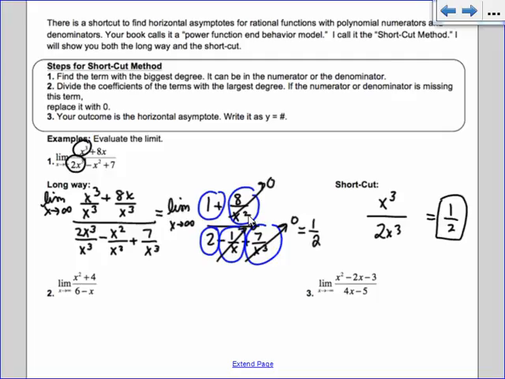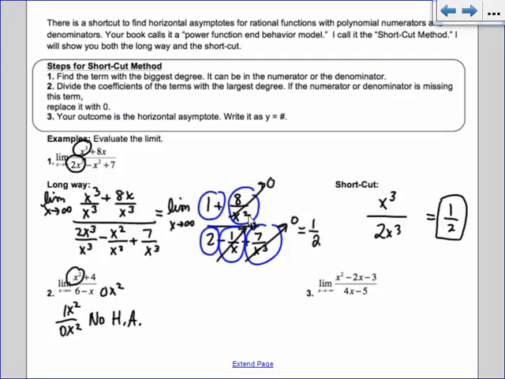So much easier, right? But like I said, they are going to be a little bit weird when they go to infinity. All right, so the next one: limit as x goes to infinity of x squared plus 4 all over 6 minus x. In Algebra 2, you would say, my biggest degree is x squared, and I have 0x squared on the bottom, so I have 1x squared over 0x squared. And you'd say, no horizontal asymptote.